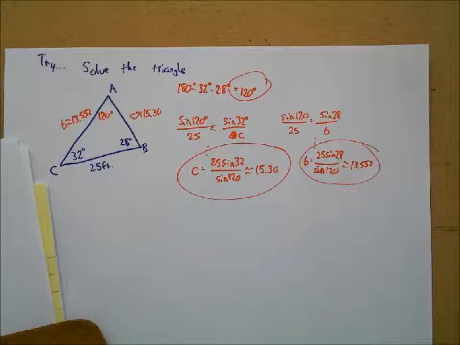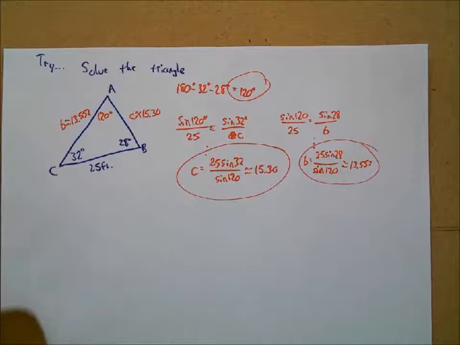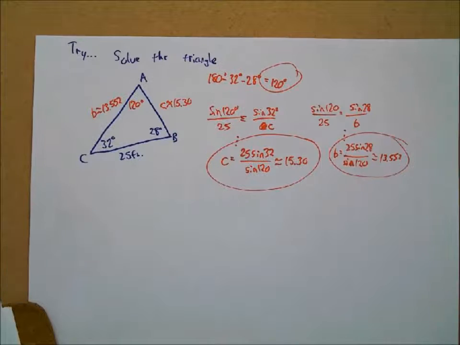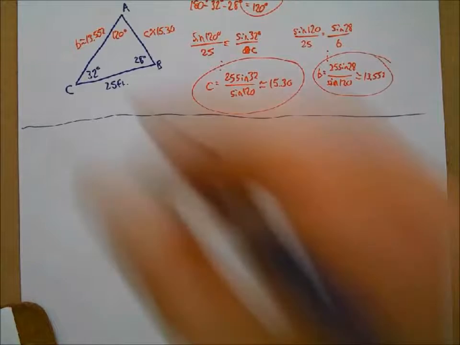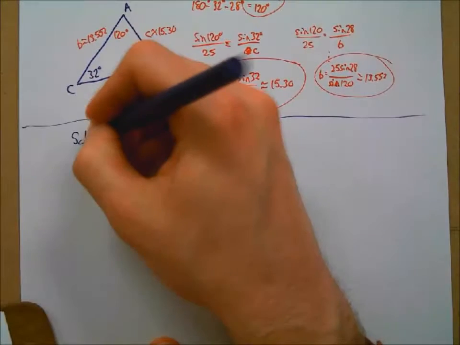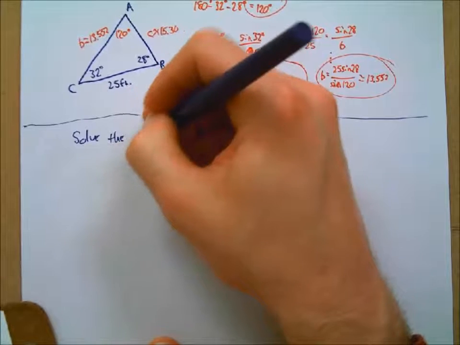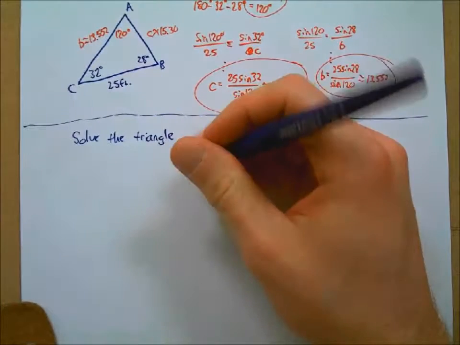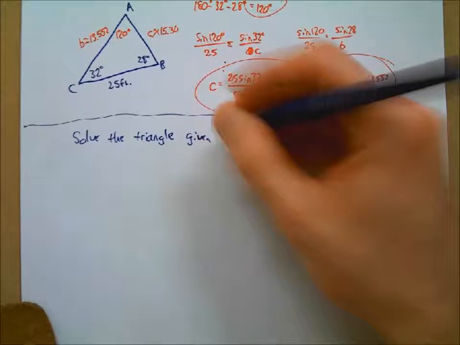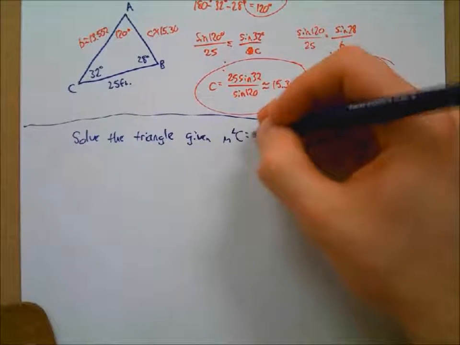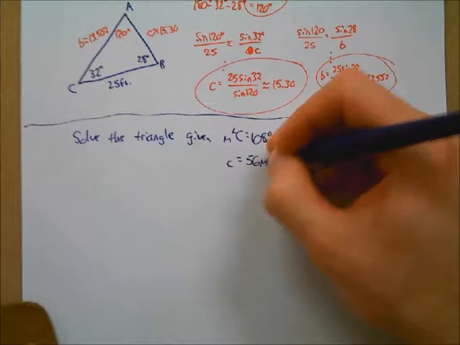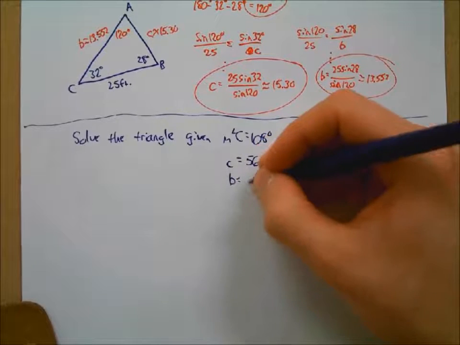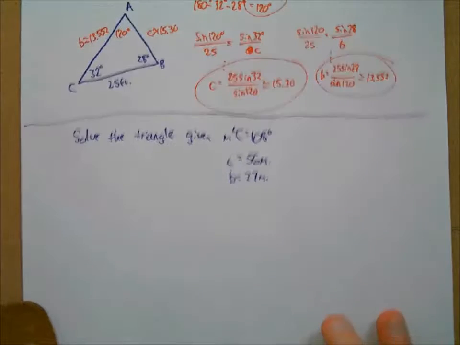All right, pretty good. Now, let me do one more law of sines problem with us. Again, we're going to solve the triangle. Given the measure of angle C is 108 degrees, little c, side C, is 56 meters, and little b, side B, is 27 meters. So I'm going to draw a quick sketch of this.